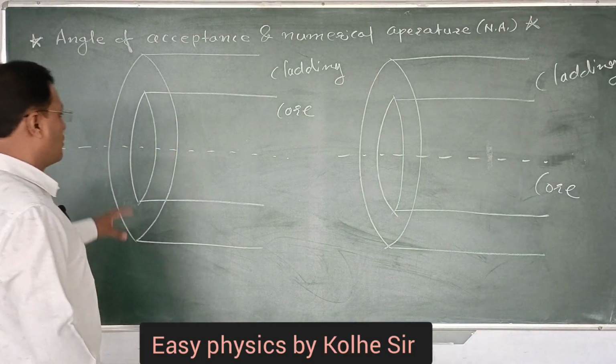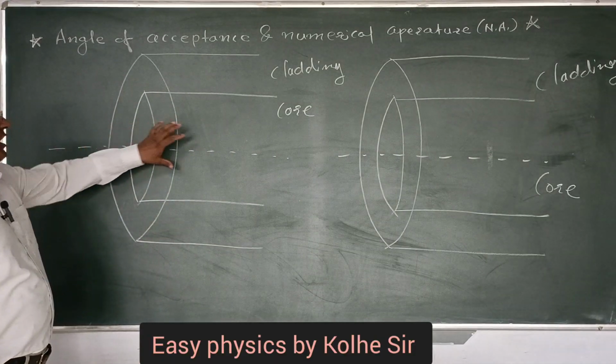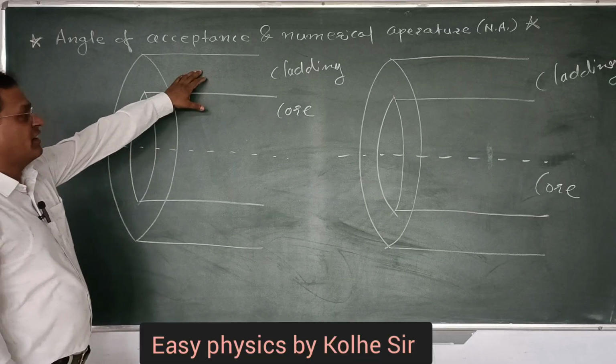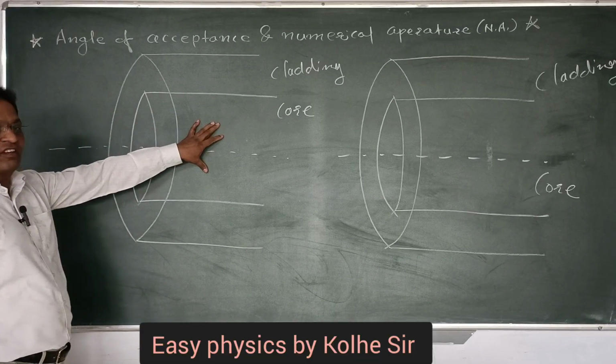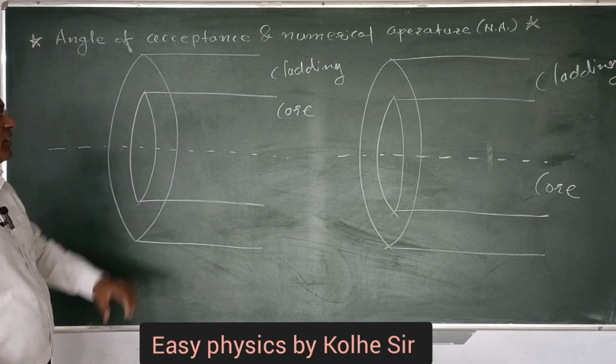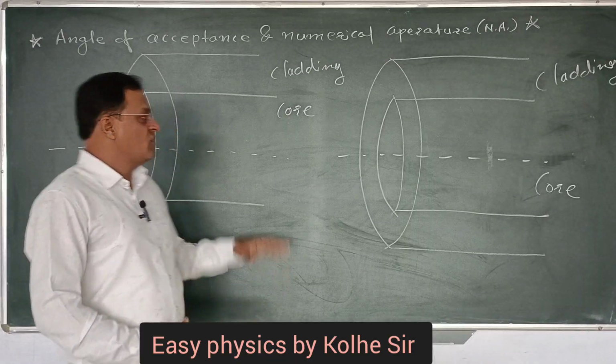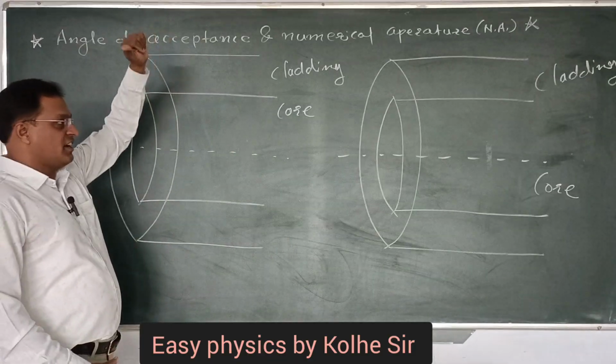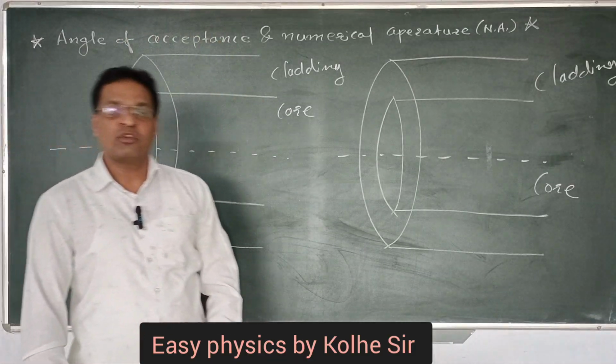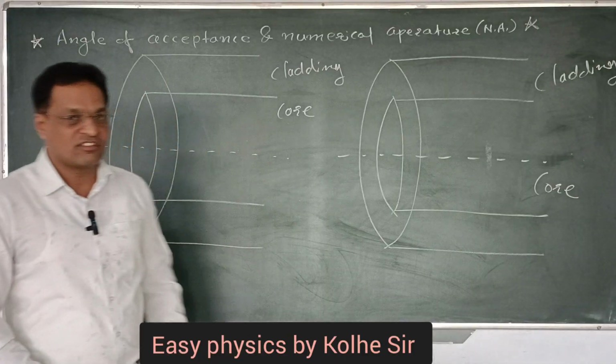Now dear friend, concentrate on the first figure. This is a core and cladding. This is part of optical fiber. The optical fiber is made up of three parts: core, cladding and outer jacket. The outer jacket is used to protect the optical fiber from the surroundings.